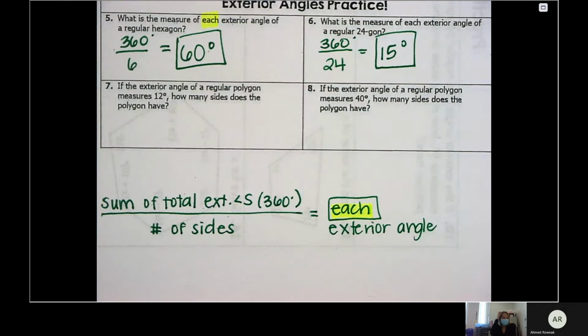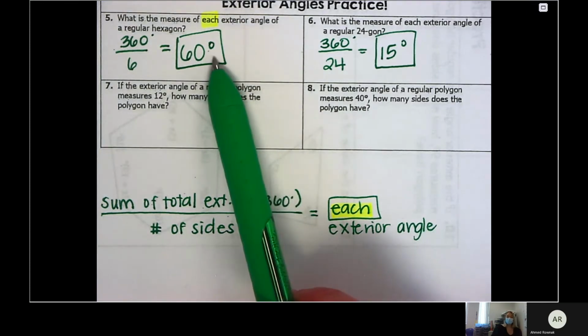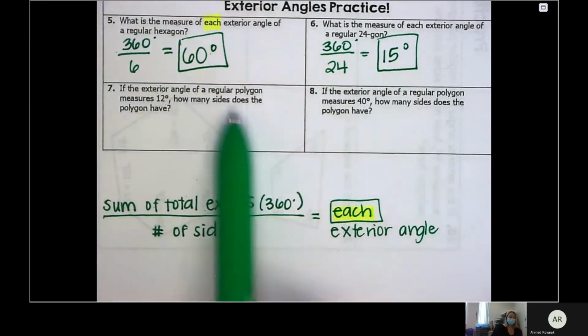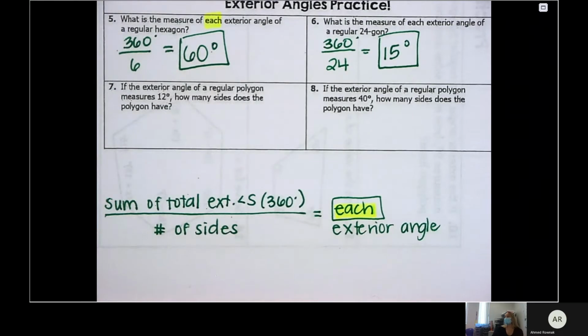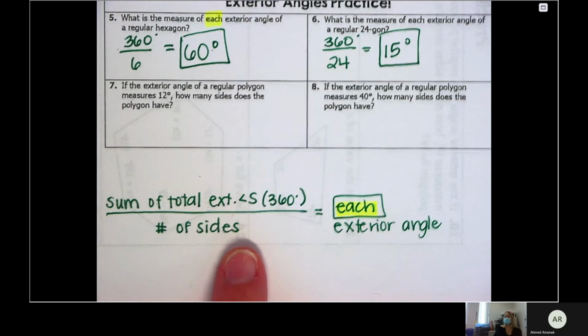Number 7 is a little different. If the exterior angle of a regular polygon measures 12 degrees, how many sides does the polygon have? So this one's a little different. It's not asking me for degrees. It's asking me for how many sides does the polygon have. We're going to set it up the exact same way. We're going to use this equation. We're going to plug in everything we know.